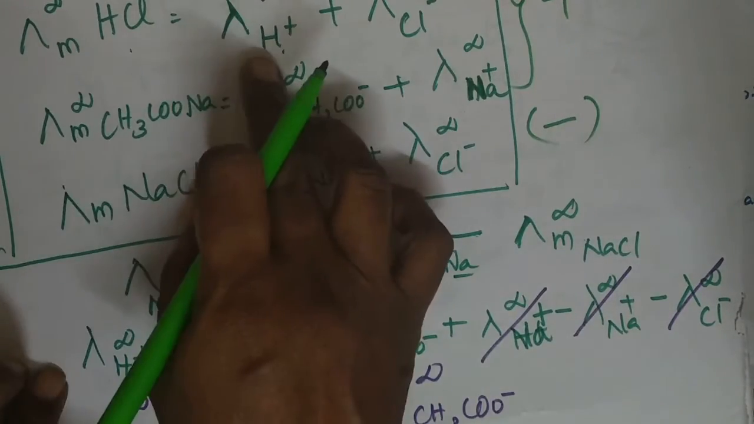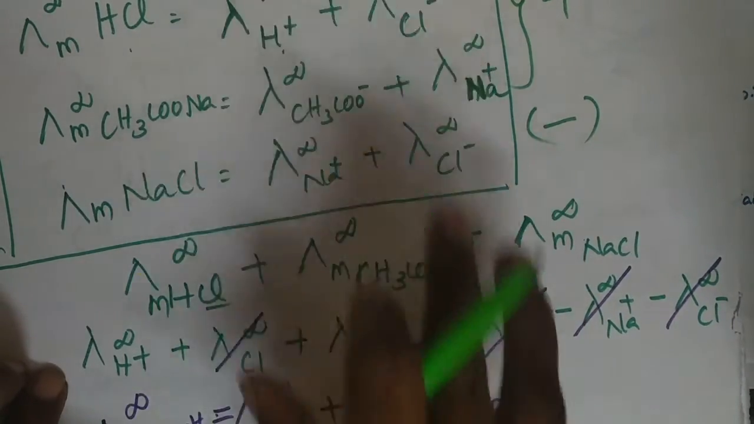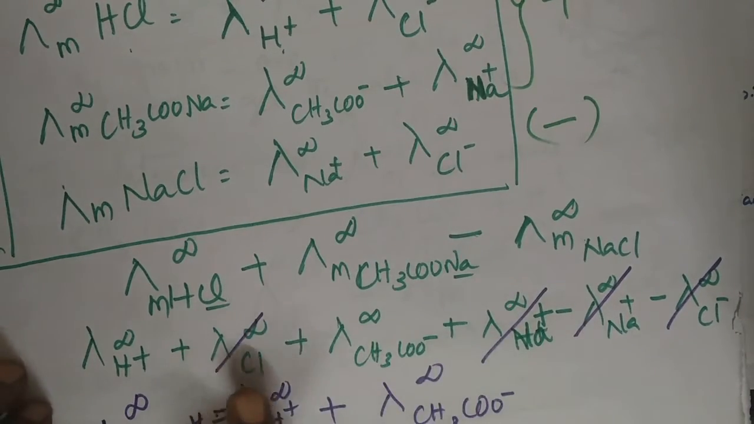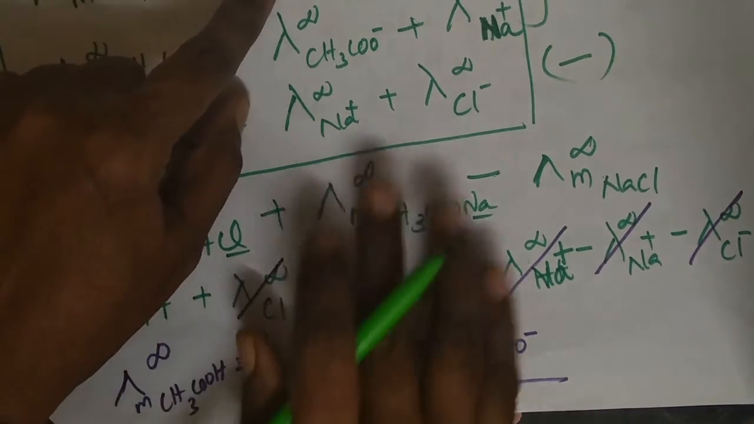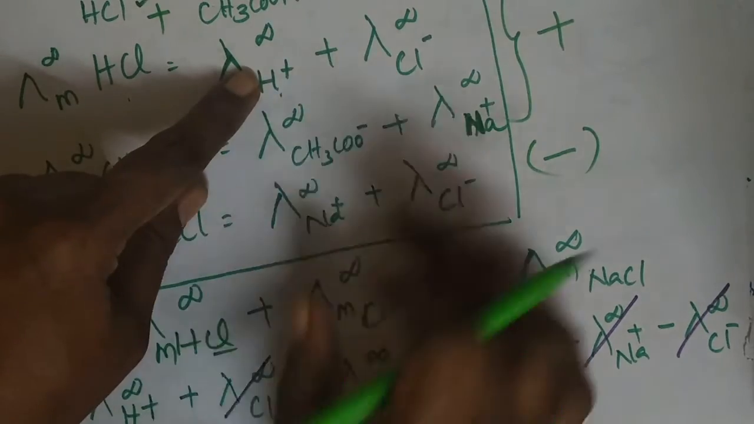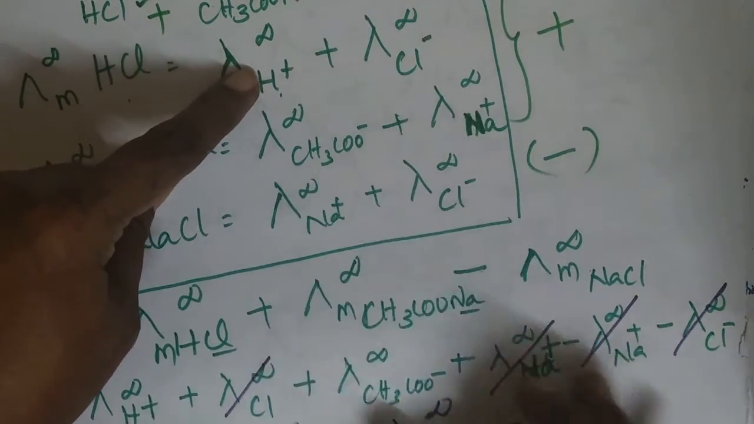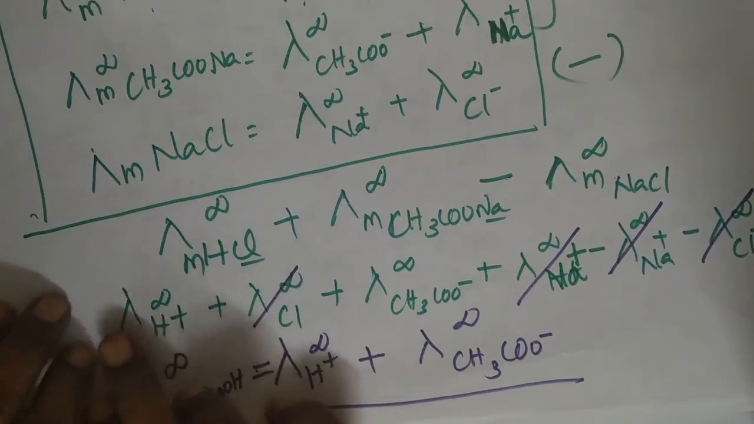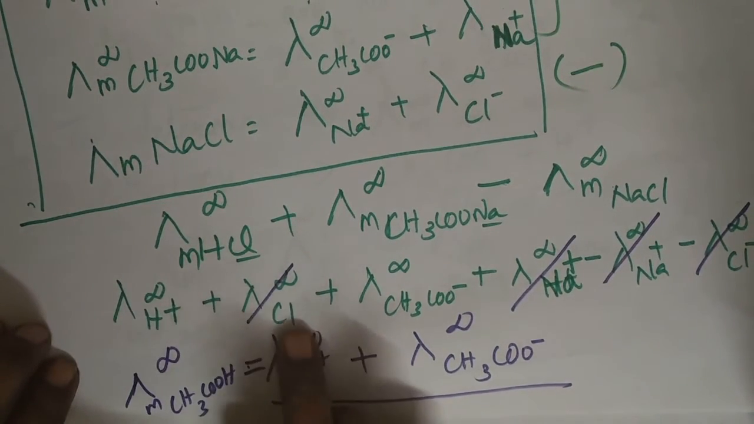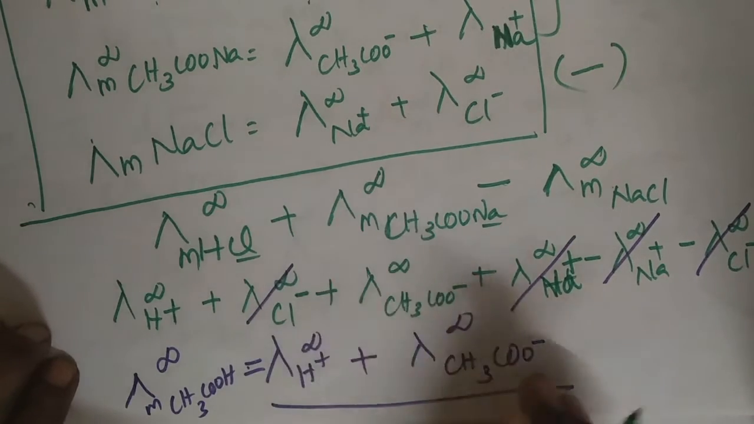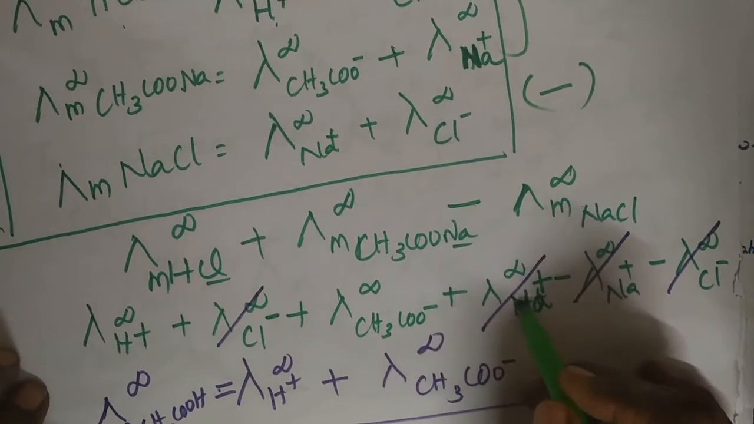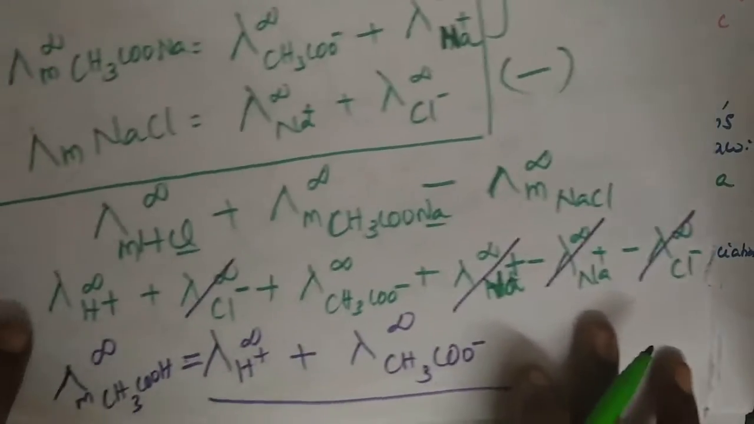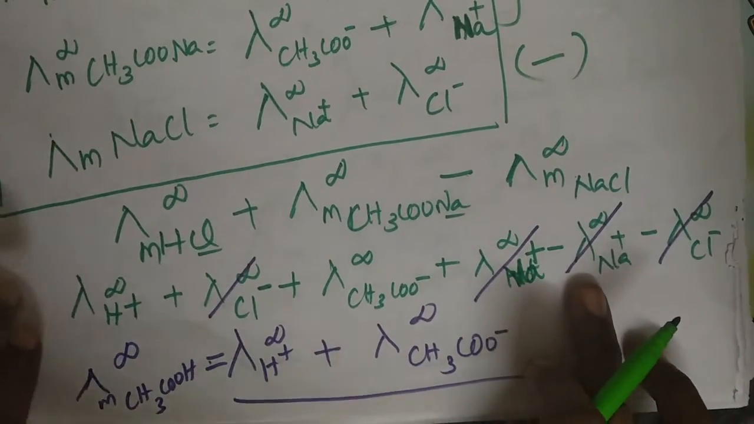Now I bring down whatever values we derived for lambda m of HCl, CH3COONa and NaCl, and put them down like this. What do you get? Lambda H plus infinity plus lambda Cl minus infinity plus lambda CH3COO minus infinity plus lambda Na plus infinity minus lambda Na plus infinity.